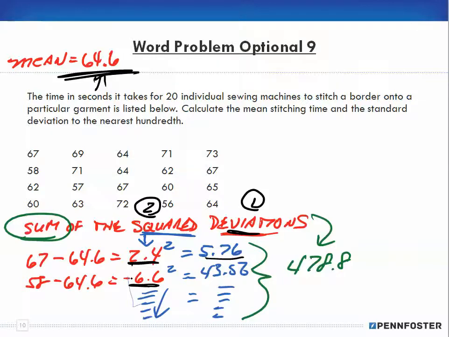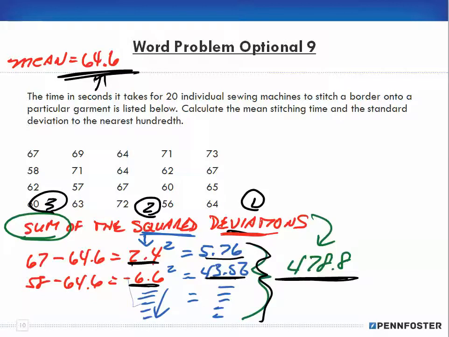So when I'm trying to do a minus here, all I need to do is just take the 6.6 times the 6.6. I don't have to punch in the negatives into the calculator. So I end up getting all of the deviations squared as step number 2. Then as step number 3 here, I add them all up. I add the sum of all of these, and I come up with 478.8.